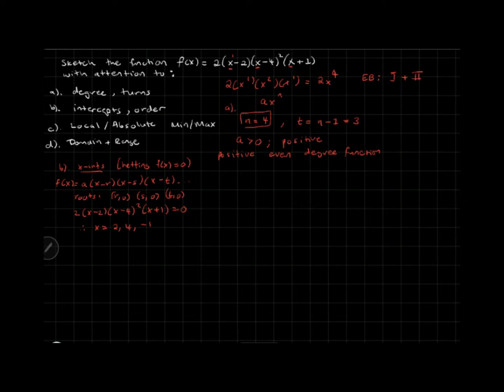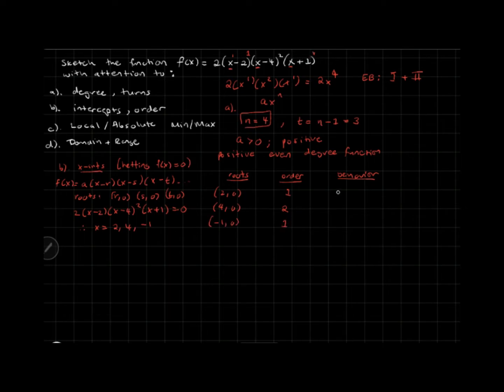Now, after you find your x-intercepts, you also want to figure out the behavior of the x-intercepts. The behavior of the x-intercept is characterized by the order, or the power, on each factor. So we have roots (2, 0), (4, 0), and (negative 1, 0). At (2, 0), it's a power of 1, so the order is 1. At (4, 0), the order is 2. At (negative 1, 0), the order is also going to be 1.